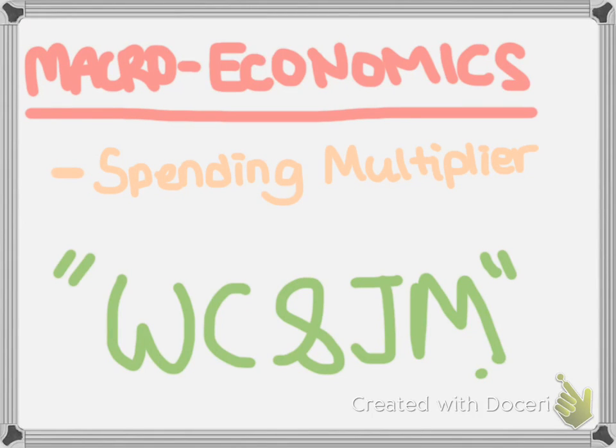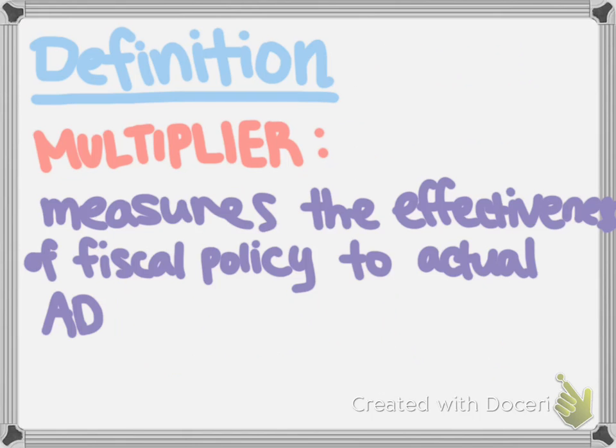Today we're going to talk about the spending multiplier in macroeconomics. First of all, the definition of the multiplier is that it measures the effectiveness of fiscal policy on actual AD. So it measures how much a change in government spending will affect AD.